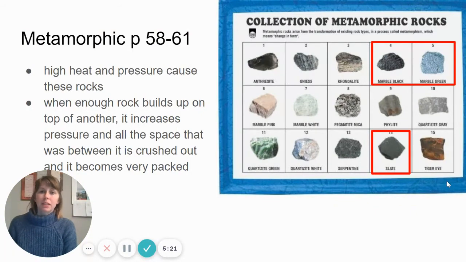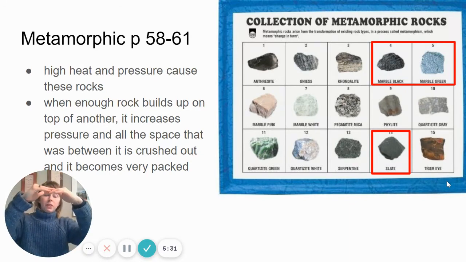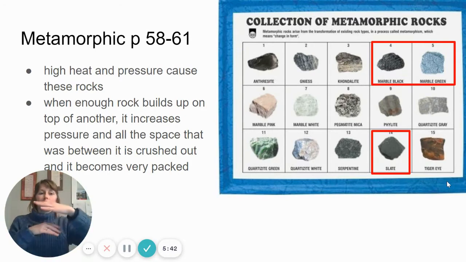Okay, it's pages 58 to 61. Heat and pressure cause these rocks. So when enough rock builds up on top of each other, so the sedimentary rock, right? Eventually more sedimentary rock's going to come on top of that, right? So unless it somehow comes out, it's going to keep building on top of each other and it's going to pack it down. This takes millions of years. But when it packs it down enough, heat and pressure are going to squeeze out all the air. And then now, instead of it being sedimentary rock, it's now metamorphic.